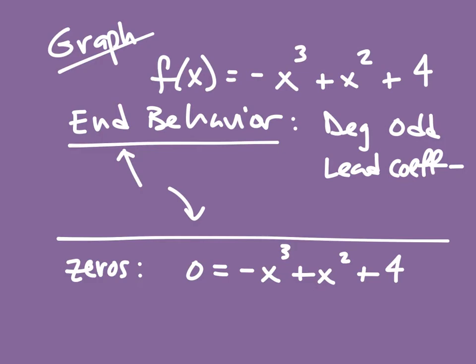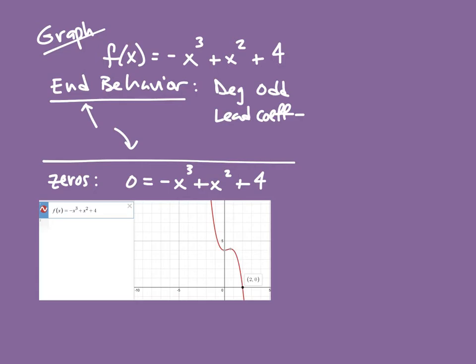So let's put this into Desmos real quick. As we plug this into Desmos, what we find out is that our graph crosses at x equals 2. All right, so that's a starting point. So one of our zeros is at x is equal to 2. All right, so this is going to be our starting point for synthetic division.